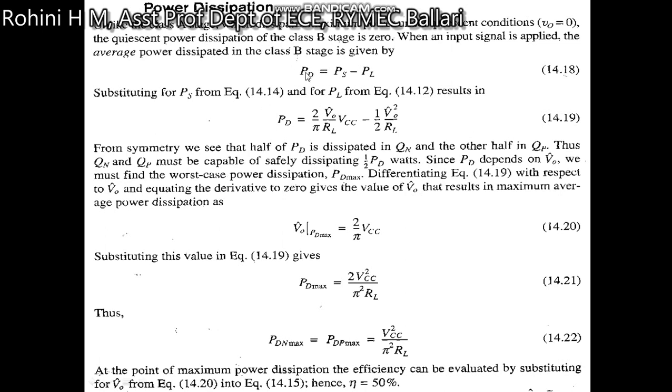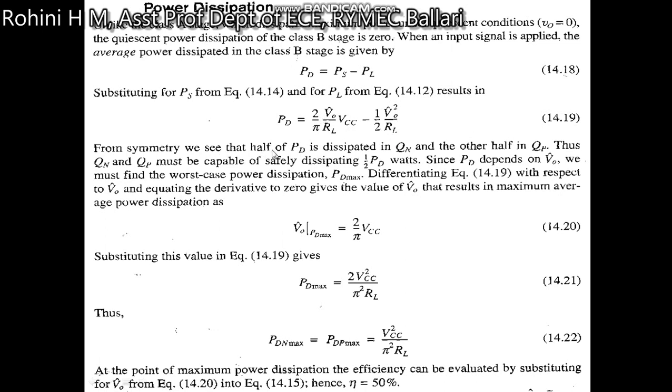So power dissipation in the class B stage is given by the source power minus the load power, PS minus PL. Substituting from the expressions of source power and load power, this is the source power expression, and this is the load power expression we are substituting here.